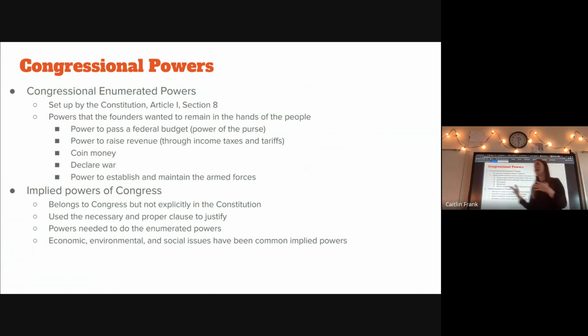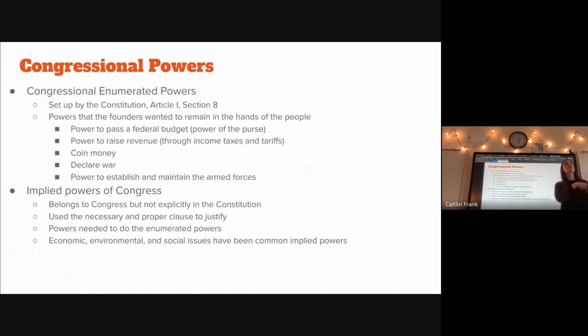Because what we've seen now is the president, who I'll talk about in a moment, is the commander-in-chief of the armed forces, has been more responsible for sending troops to other countries, even though technically declaring war is the power of Congress. So we're seeing a transition of fighting moving more to the executive branch than to the legislative branch. But it is an enumerated power of Congress.